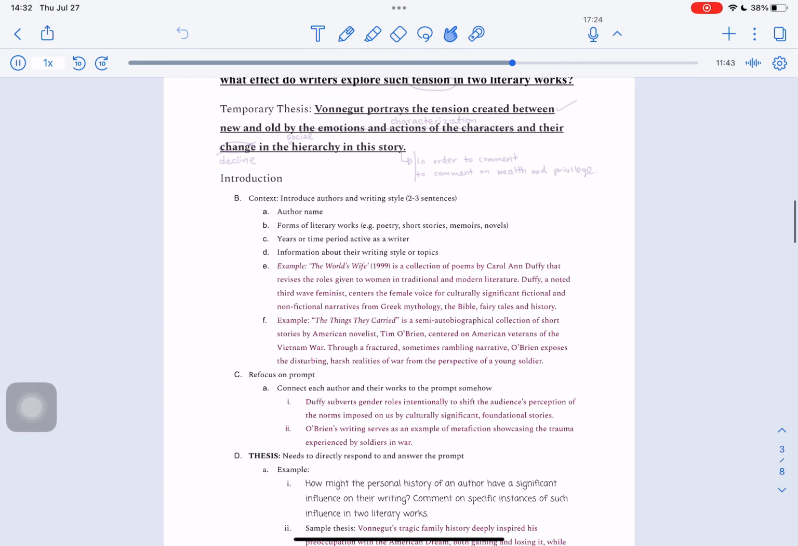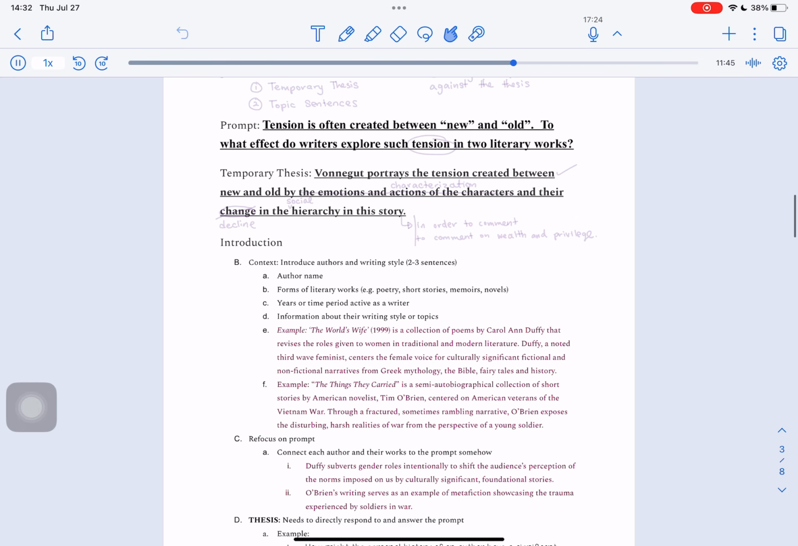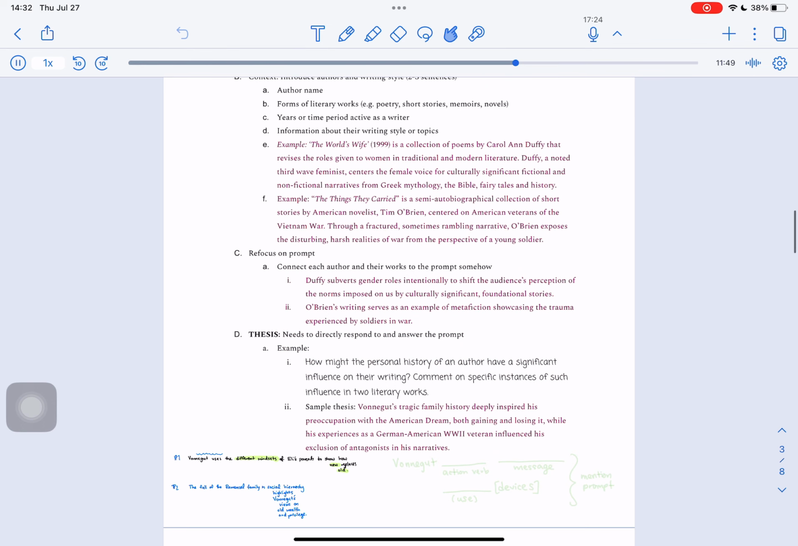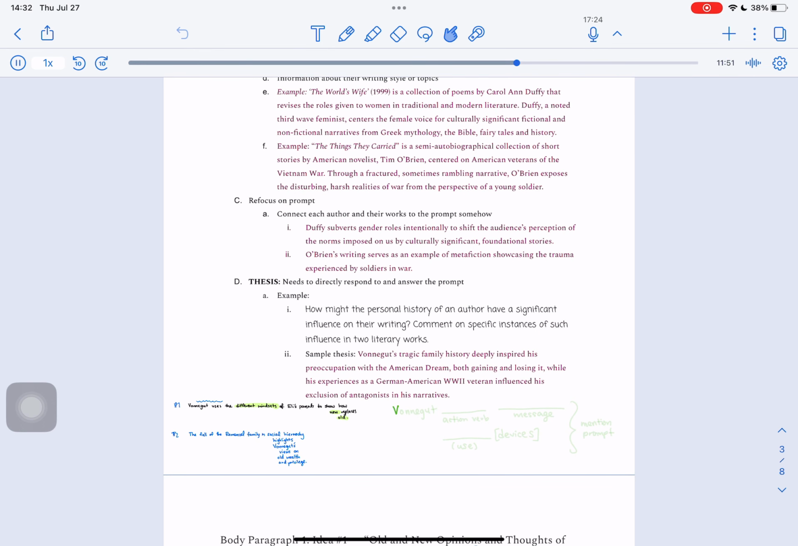So then you're going to do, for a thesis, roughly 3 parts for a really successful thesis, okay? You need Vonnegut and an action verb. And a word.